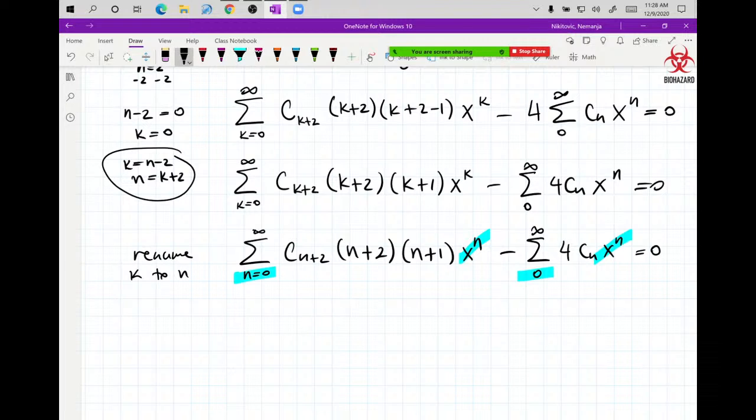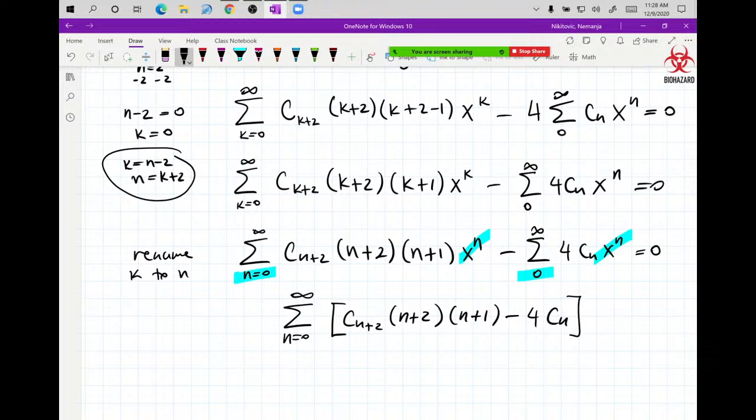But in our first, cheapest, simplest example, everything lined up as soon as we shifted the counter. And now we can just write one big sum for the entire problem. So here is the summation, n goes from 0 to infinity, and what I'm going to have in this bracket is (n plus 2)(n plus 1) Cn plus 2, minus 4 Cn, and then all of that times x to the n, and everything equal to 0.